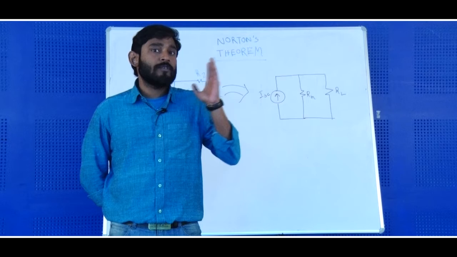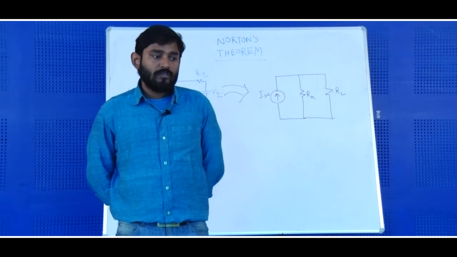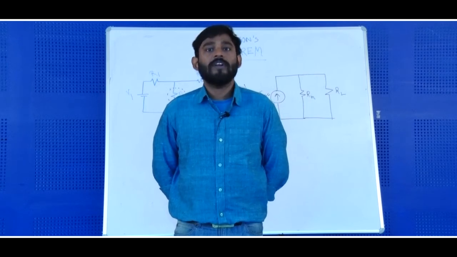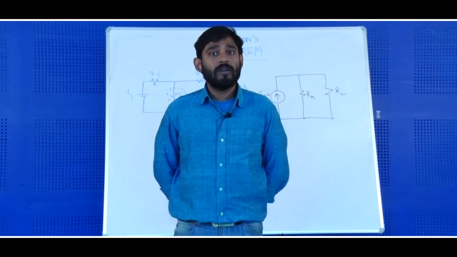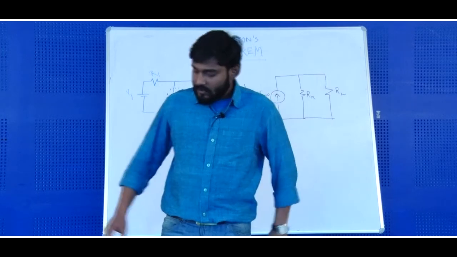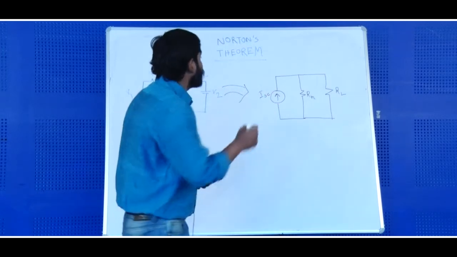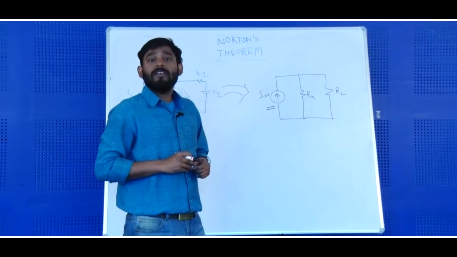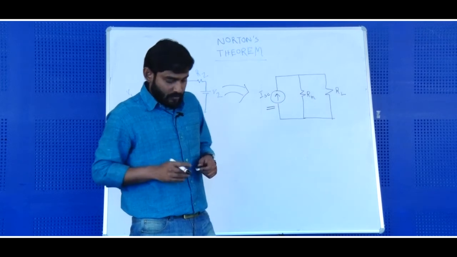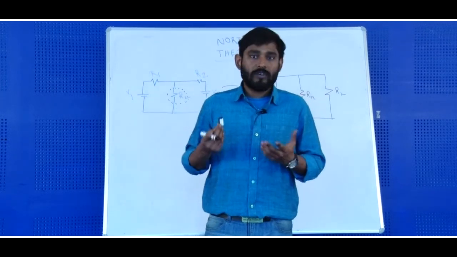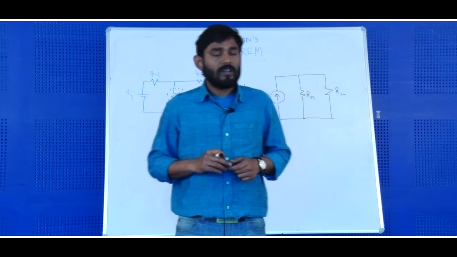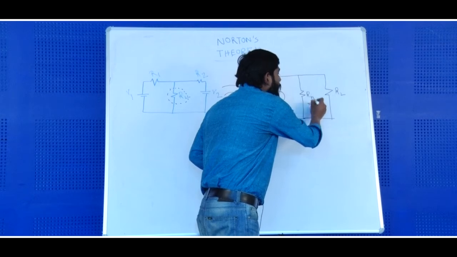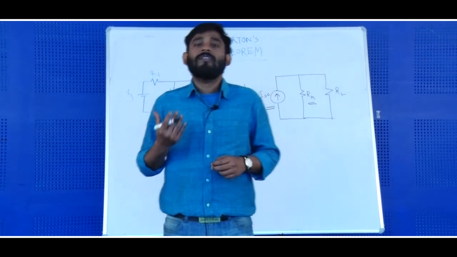Just see the similarity between Norton's and Thevenin's, this is very important. So, any complex network can be converted to a much simpler network consisting of 3 elements. One is a current source, that is called the short circuit current source or ISC. The other one is the load resistance. I think from the previous class you already know what a load resistance is, but we will discuss that in this class also. And the third one is called the total internal resistance of the circuit, that is Rin.